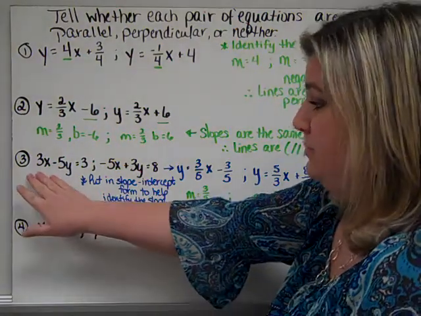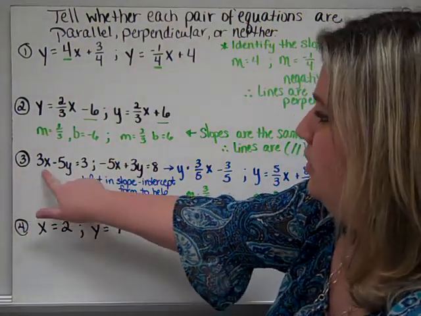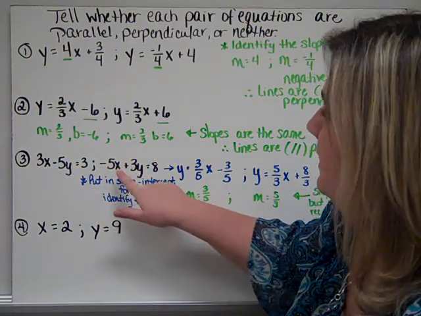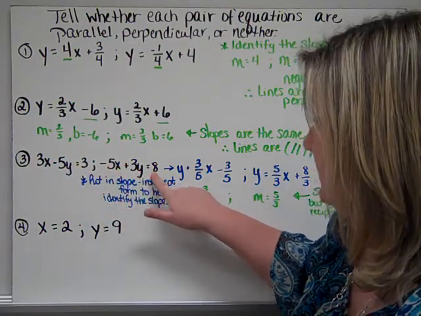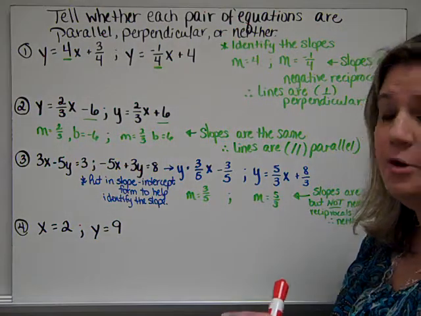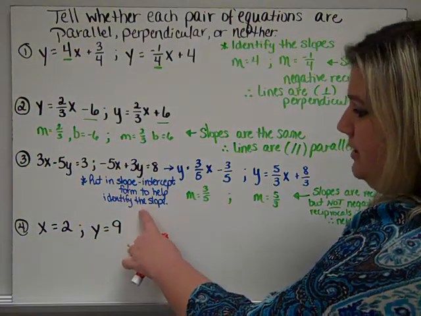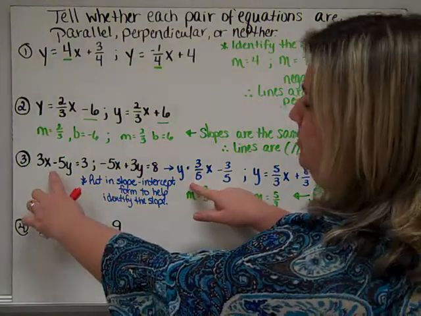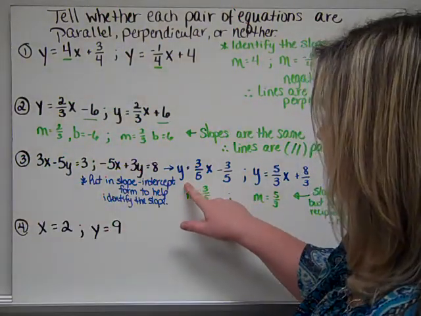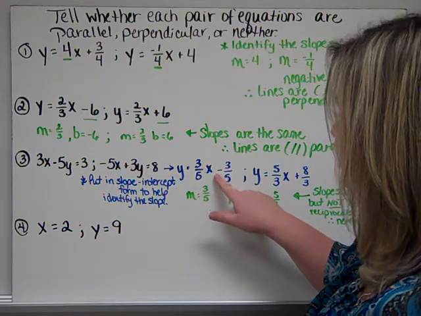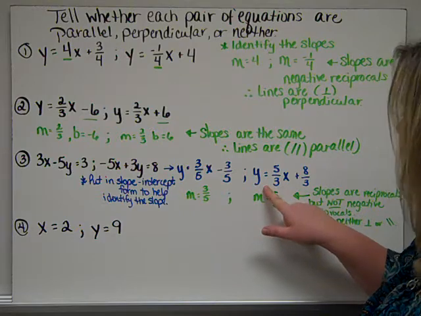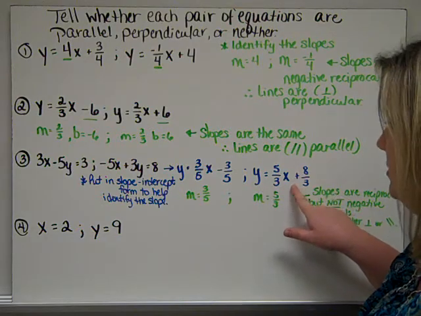Example number 3. Let's look at these lines: 3x minus 5y equals 3, and -5x plus 3y equals 8. Let's put those lines into slope-intercept form first, so that helps us identify the slope. The first line in y-equals form is y equals 3/5 x minus 3/5, and the second line is y equals 5/3 x plus 8/3.